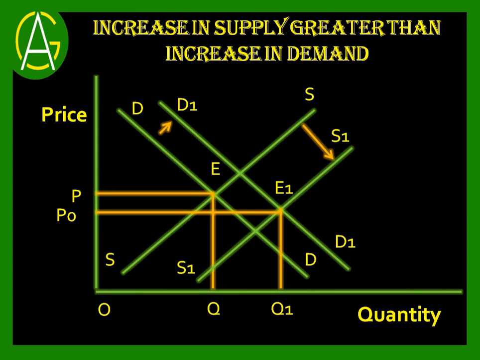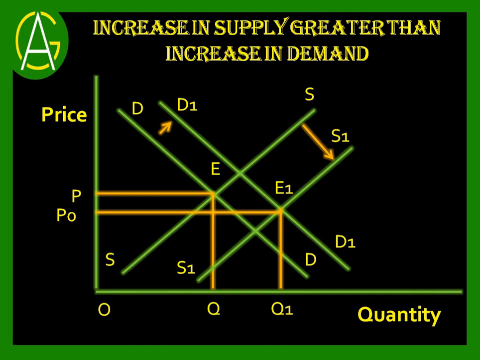When supply increases by a greater quantity, it is going to create a surplus in the market. When there is a surplus in the market, it means that prices will be reduced. Here we can see that the price has reduced from OP to OP0, and supply has increased. It means that the quantity will always increase. So quantity has increased but price has decreased.